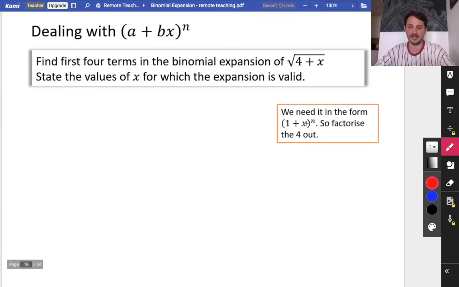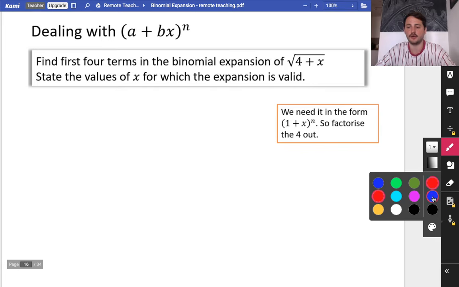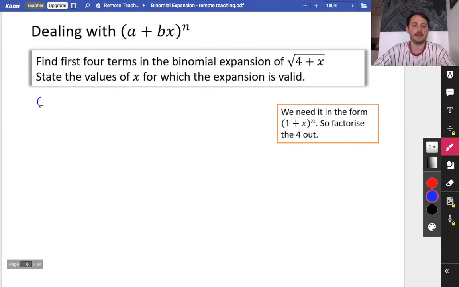So first of all, we need to make it look like this, and so we're going to factorize the 4 out that we've got here, okay? Right now what we have is 4 plus x all to the power of a half. Let's do some really big brackets for the power of a half, and we're just going to deal with this middle bit because I want it to have a 1 at this place. So I'm going to take a 4 out, and what I'd have to have there would be x over 4. Just check that that does expand to 4 plus x, and that's all to the power of a half.